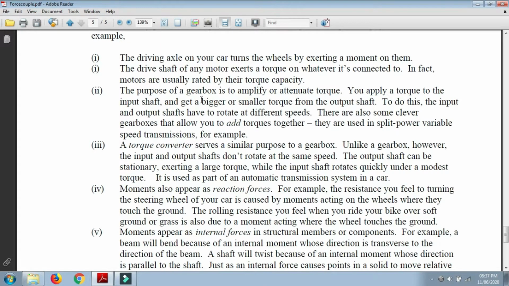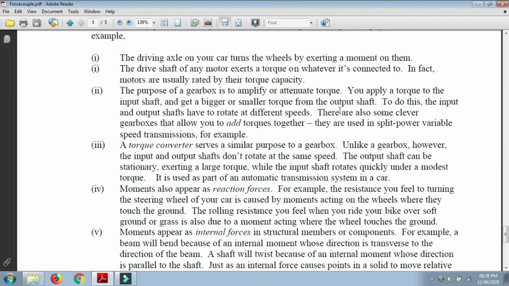Where is the gearbox placed? This gearbox is usually placed in your vehicle, in your motorcycle. There is a gearbox. So you apply a torque to the input shaft and get a bigger or smaller torque from the output shaft, depending upon the gearbox. You remember, if you drive your car, you've got various gears: gear 1, gear 2, gear 3, gear 4. The fastest gear is the 4th or 5th gear of your vehicle, and the gear in which your car goes very slow is the 1st gear.